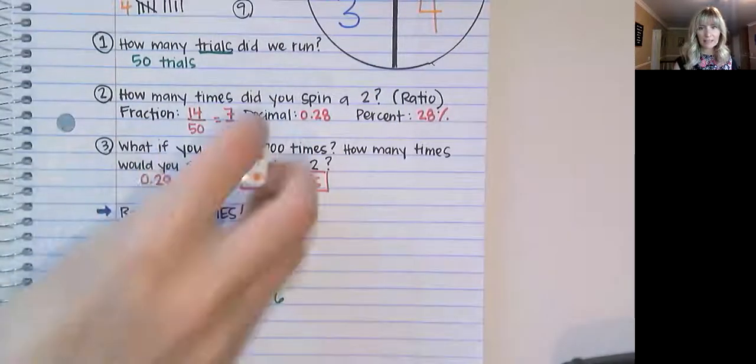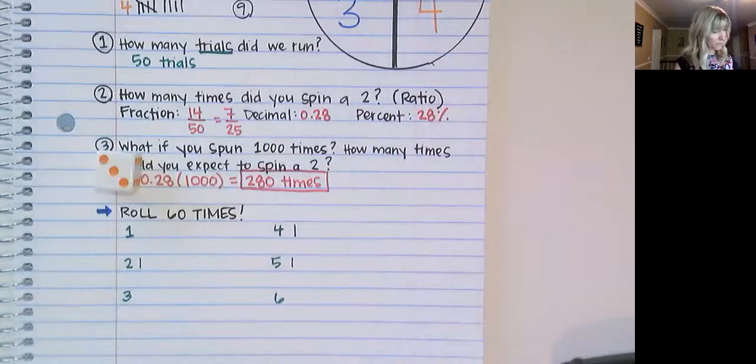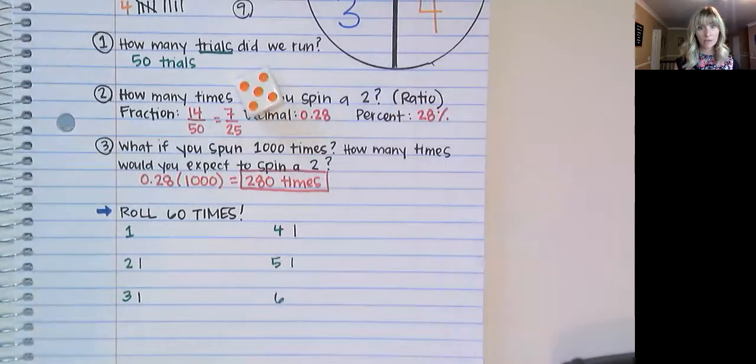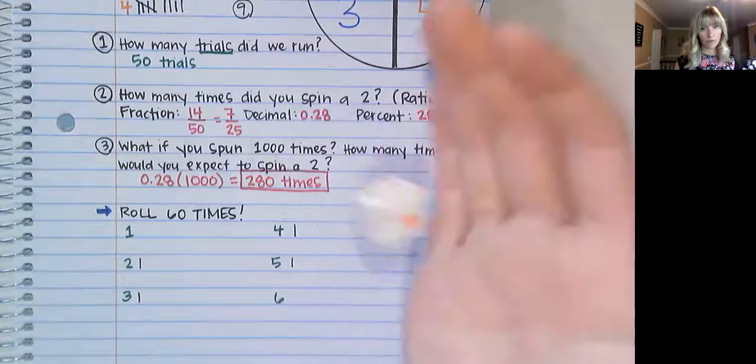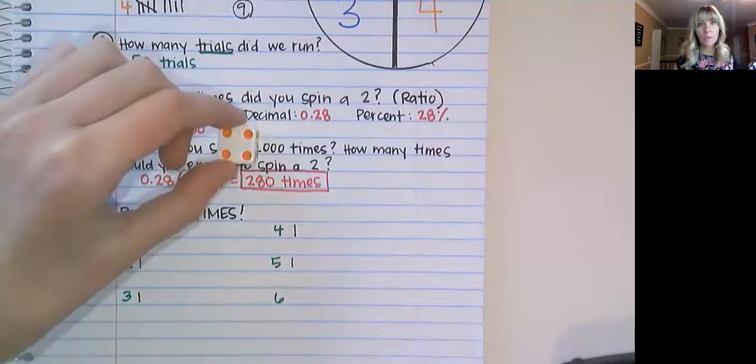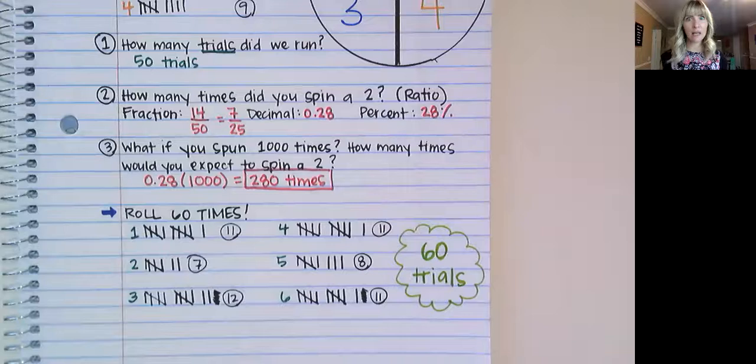You guys get the idea? We're going to keep going. So I'm going to pause the video. You pause the video as well and start rolling, rolling, rolling. Roll your little heart out, okay? Pause right now. We did it 60 times.